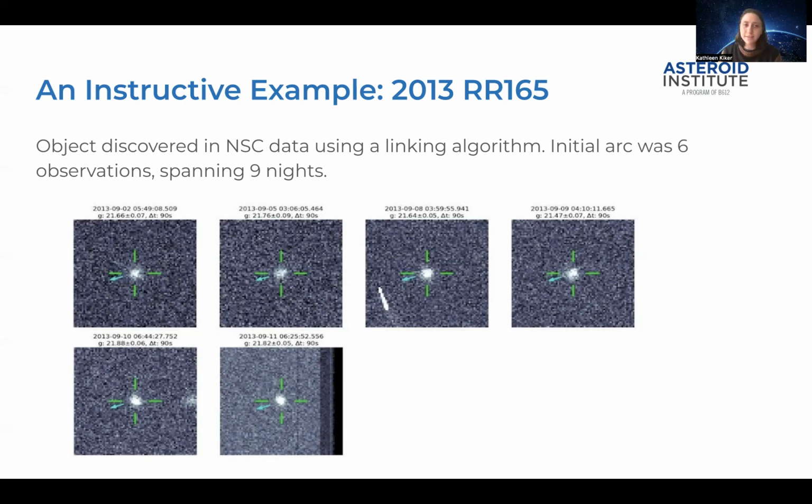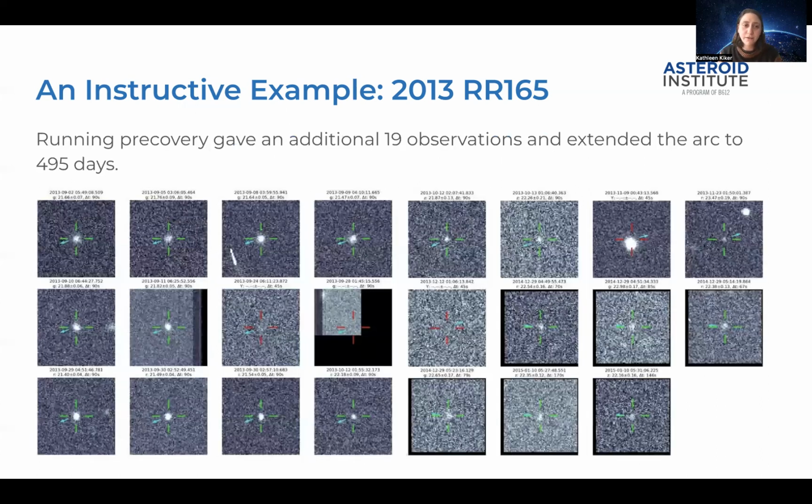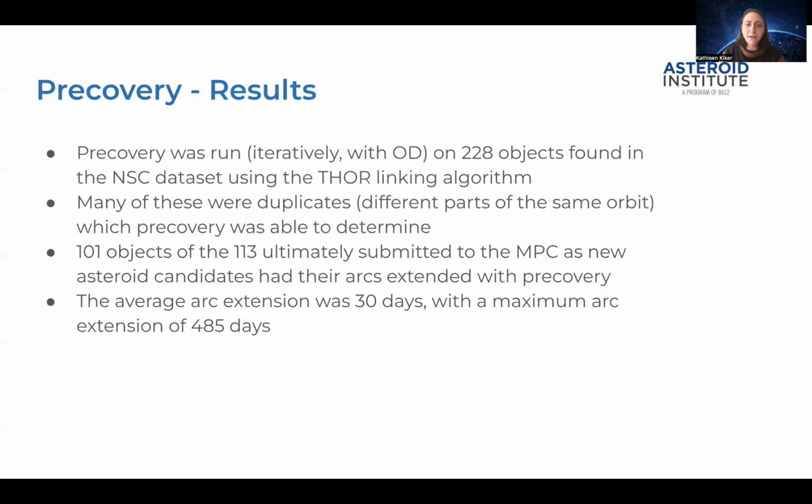The initial arc was 6 observations spanning 9 nights. However, after running it through Precovery, it was able to find another 19 observations and extend the arc to 495 days. So that's a kind of best case example. However, we ran this on all of the objects found using the THOR linking algorithm. And out of the 113 ultimately submitted as new asteroid candidates, 101 of those had their arcs extended using this Precovery service. And that average arc extension was 30 days.